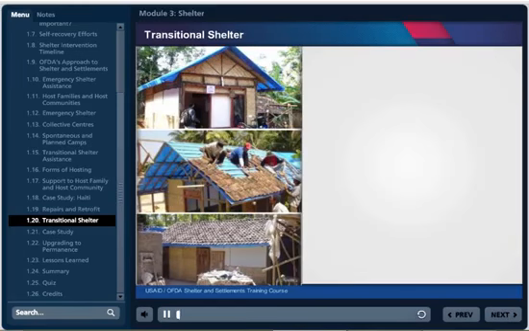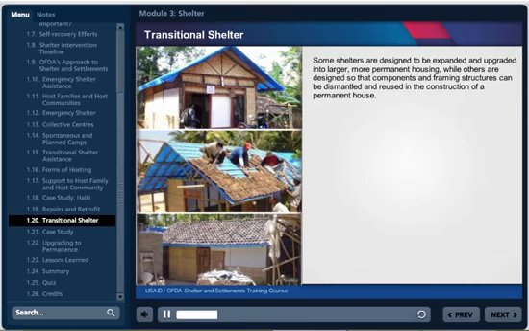Shelters constructed during the transition phase have been called many things. It can be transitional shelter, early recovery shelter, core shelter, one-room shelter, or even progressive shelter. It can also have different underlying philosophy. Some are designed to be expanded and upgraded into larger, more permanent housing, while others are designed so that components and framing structures can be dismantled and reused in the construction of a permanent house.